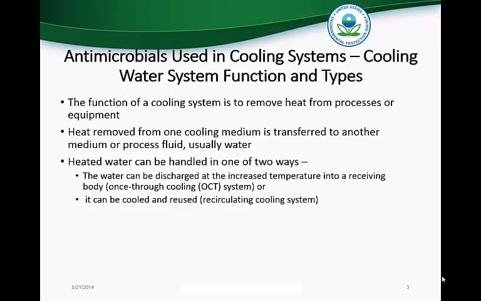We're now going to talk a little bit about cooling water system function and types. The function of a cooling water system is to remove heat from processes or equipment. Heat removed from one cooling medium is transferred to another medium or process fluid, usually water. Heated water can be handled in one of two ways. The water can be discharged at the increased temperature into a receiving body, that is a once-through cooling system, or it can be cooled and reused, which is a recirculating cooling system.